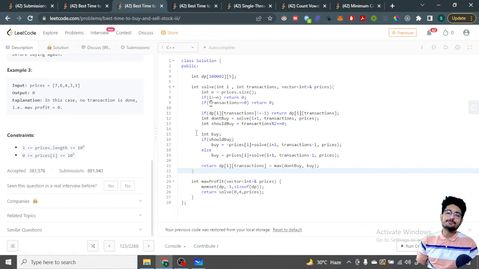Else I have to do the following. This is the DP check, whether I've seen this state or not. If I have seen the state, return the state value directly. If I have not seen the state, I have to calculate the state value.